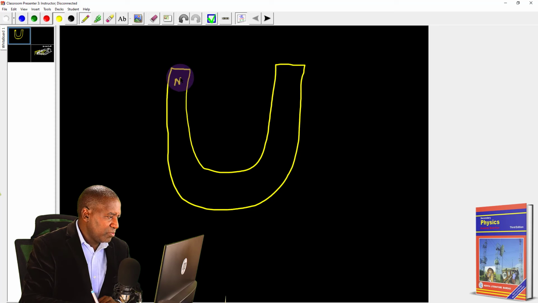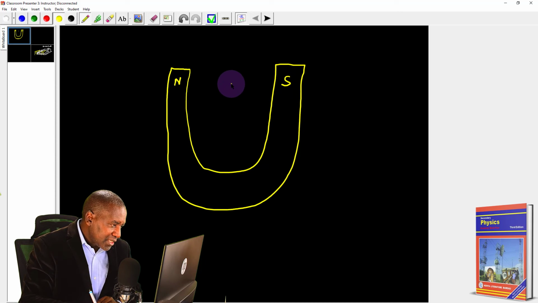So this is the North Pole and this is the South Pole. And then the conductor is here. Now let's see what happens when we move the conductor upwards.